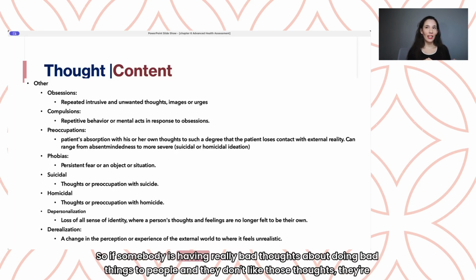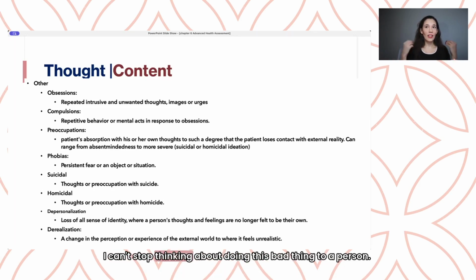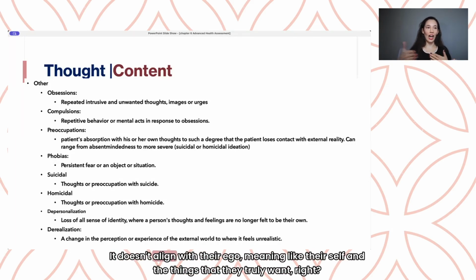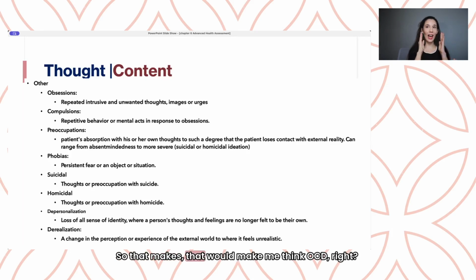So if somebody is having really bad thoughts about doing bad things to people and they don't like those thoughts, they're saying like, I can't stop thinking about doing this bad thing to a person. I don't want to do it. That's not me, right? That's ego dystonic. It doesn't align with their ego, meaning like their self and the things that they truly want, right? So that would make me think OCD, right?